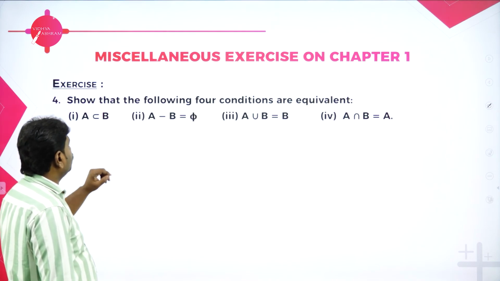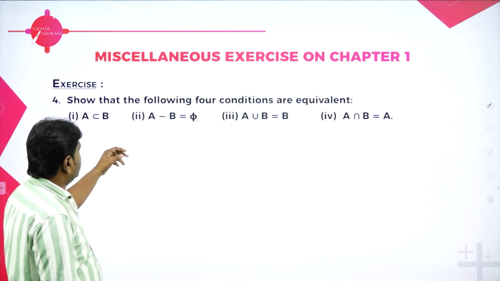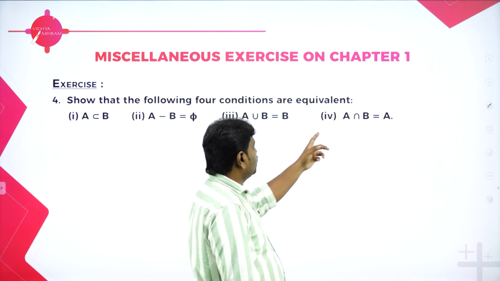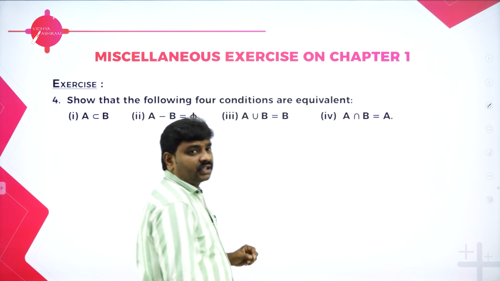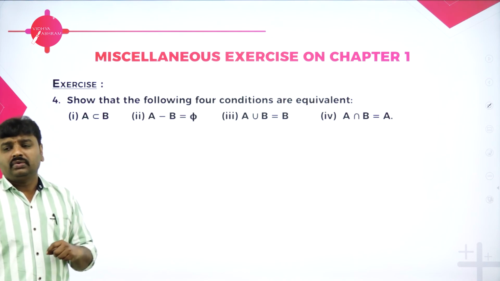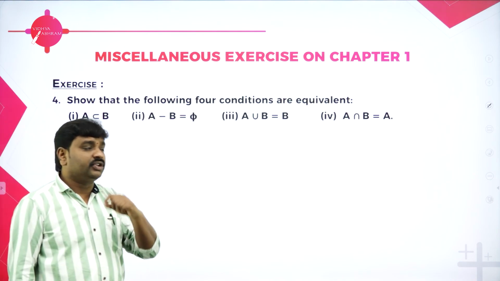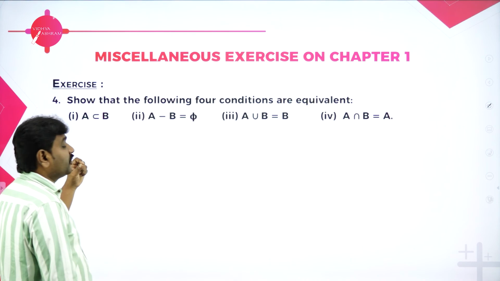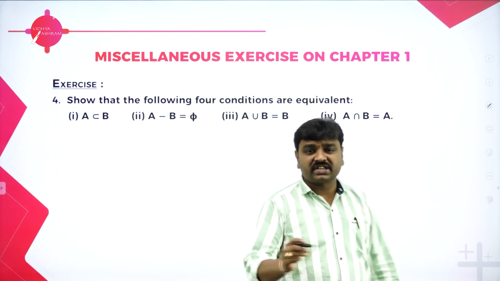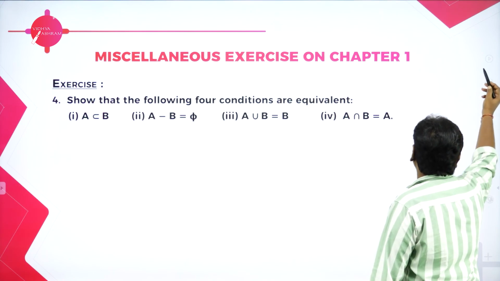Next, show that the following four conditions are equivalent. They want you to prove A subset of B, A minus B is null set, A union B is equal to B, A intersection B equal to A. They want you to prove all four as what? Equivalent. So now I am leaving this problem for you people. I'll check how many of you can do it by arbitrary method or anything. So in my next session, I'll be starting with this problem 4.